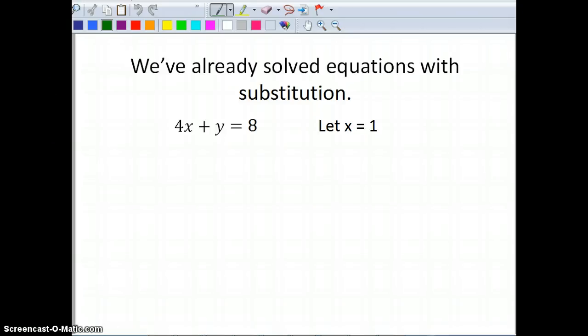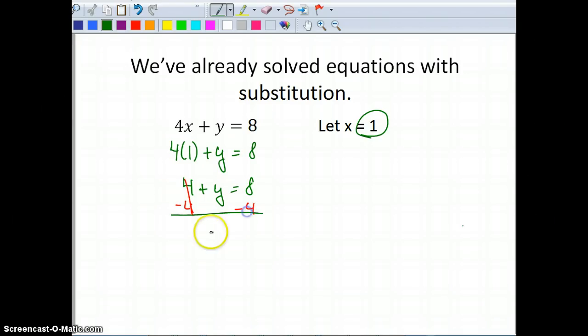Now, we've already used substitution before, but the method we used was really simple. We said we have the equation 4x plus y is equal to 8, and let's let x equal 1. So everywhere we had x, we substituted 1. So I've got 4, plug in 1 for x, plus y is equal to 8. So 4 plus y is equal to 8. Let's subtract 4 from both sides. So we had y is equal to 4. And that's using substitution. If we were to write this as an ordered pair, our solution would be the point (1, 4).